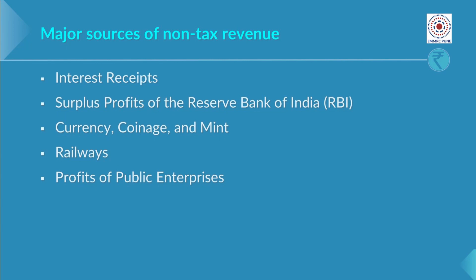Profits of public enterprises. These are the income that the government earns by owning and managing various public sector undertakings, PSUs, in different sectors such as oil and gas, power, steel, coal, telecommunication, banking, insurance, etc. The government earns revenue from PSUs by receiving dividends, interest payments, royalties, fees, etc.